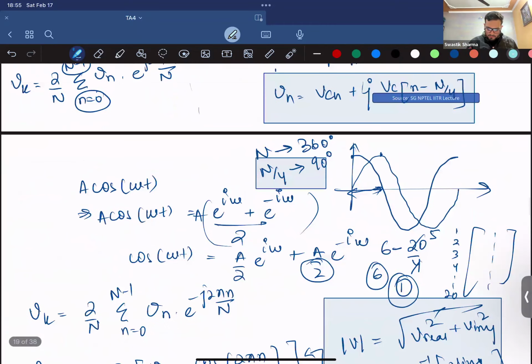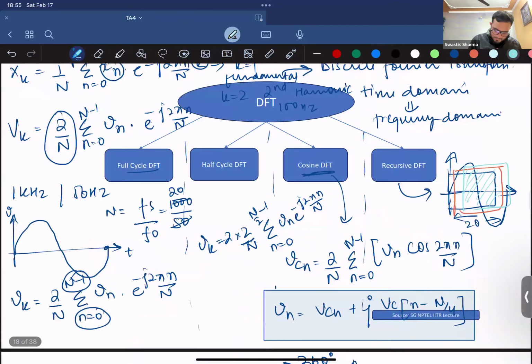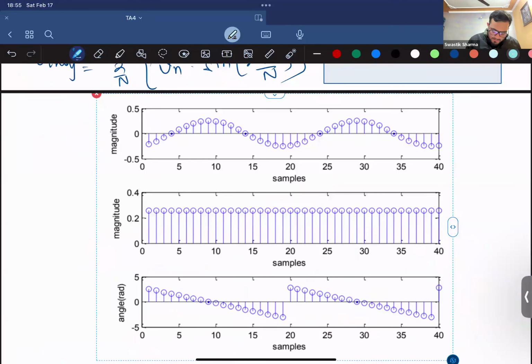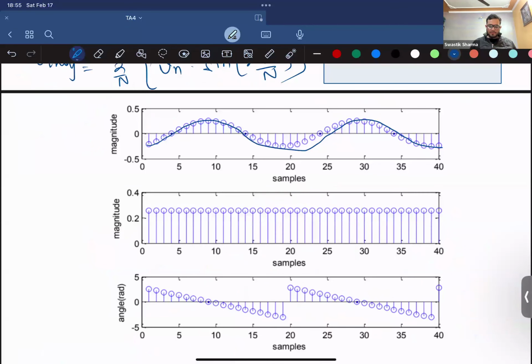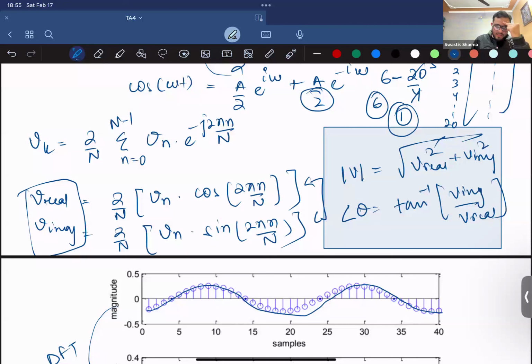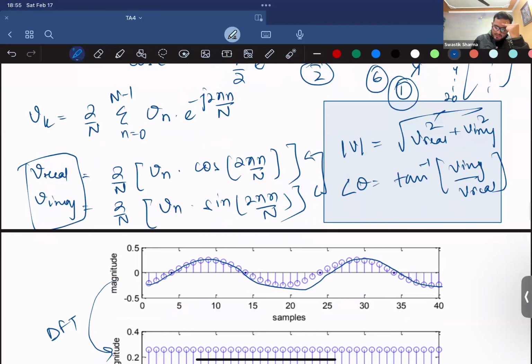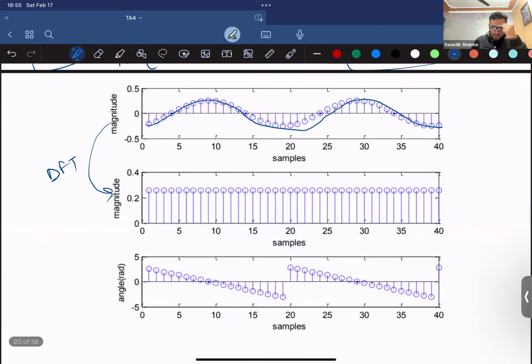So if I show it something like this, you had a signal varying like this. You sample it using a particular sampling frequency. After you get those samples, you use DFT to calculate its components, both real and imaginary. After you get the real and imaginary parts, you can use these properties to get the magnitude and phase angle.